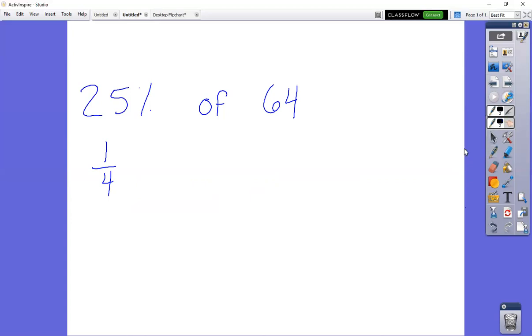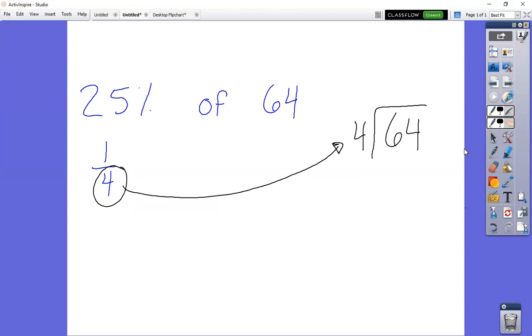All right, if we are doing 25% of 64, that means we put 64 right here, and we divide by 4. This 4 is where we get this 4, okay? So now we're going to do our long division. 4 can go into 6 one time. 1 times 4 is 4. Subtract, 6 minus 4 is 2.